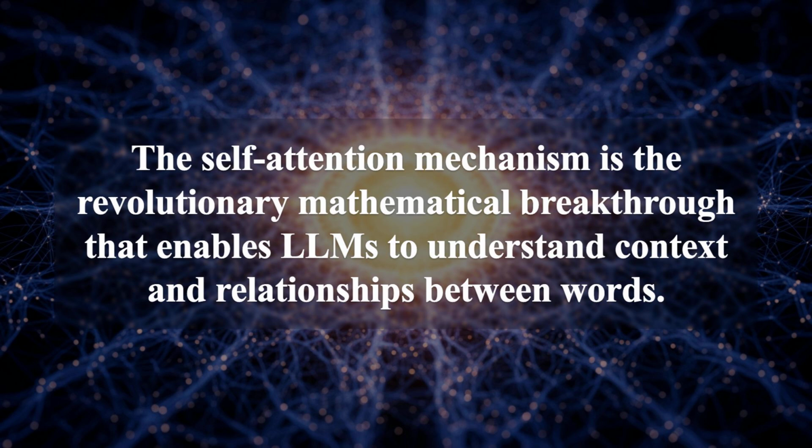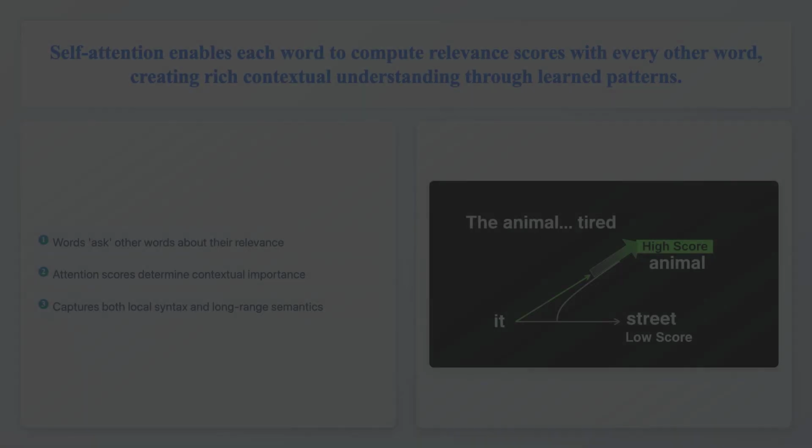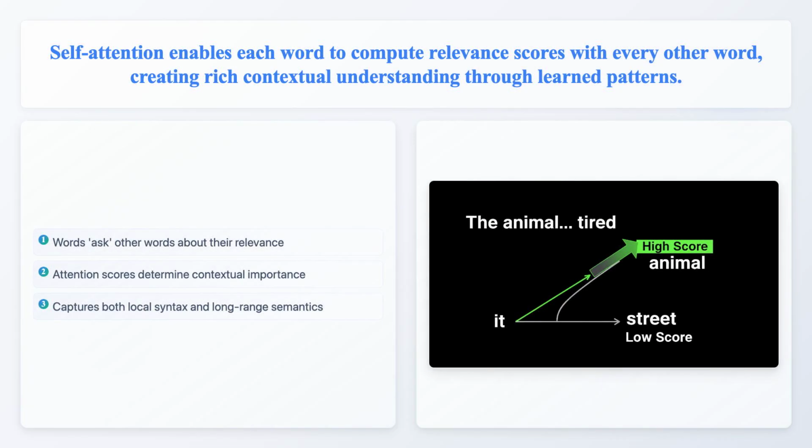This module represents the mathematical breakthrough that changed everything in AI. Before attention, models struggled with long-range dependencies and context. After attention, we got GPT, BERT, and the entire modern AI revolution. We are about to explore the most important equation in modern machine learning. This isn't just another neural network component, it's the innovation that made large language models possible. Ready to understand the mathematics that powers every conversation with ChatGPT? Let's start with the intuition behind self-attention.